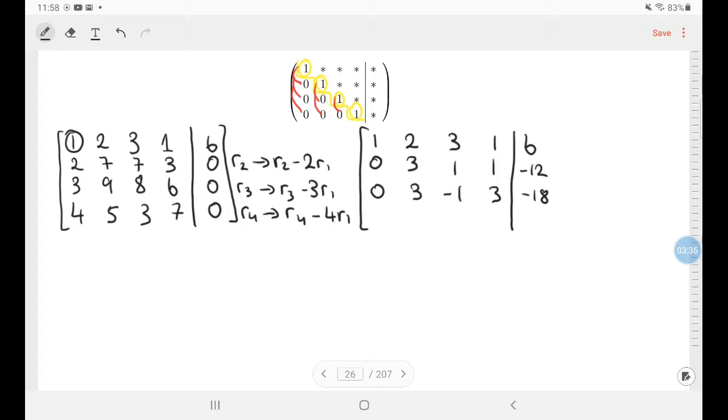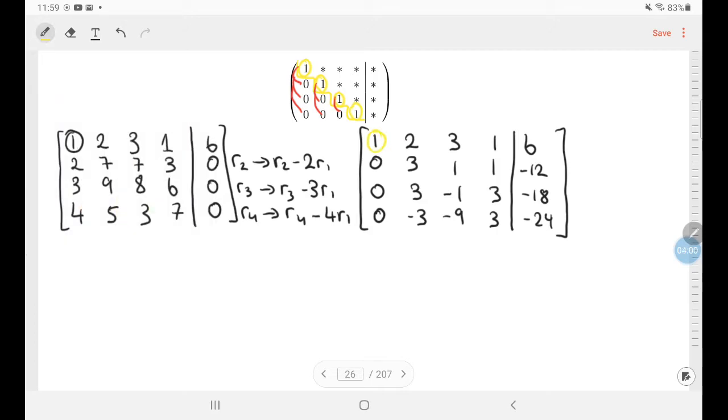The bottom row then is 4 minus 4 is equal to 0. 5 minus 8 is equal to minus 3, isn't it? Yeah. 3 minus 12 is minus 9. And 7 minus 4 is 3. And 0 minus 24 is minus 24. Okay. Happy days, with a pivot and zeros underneath.